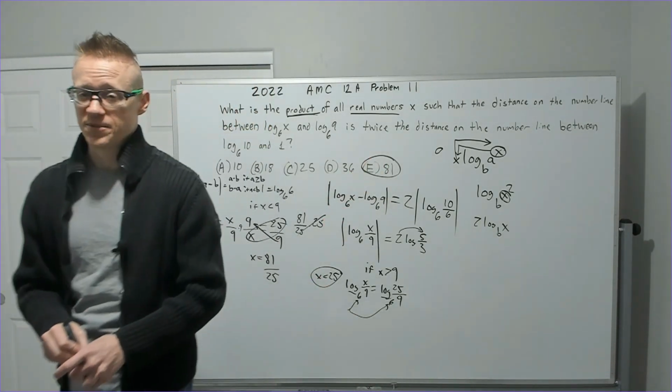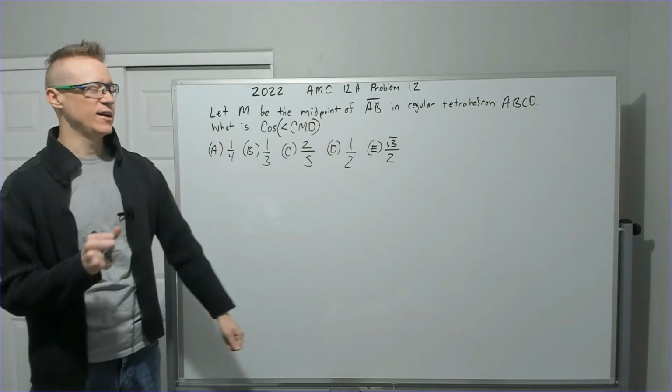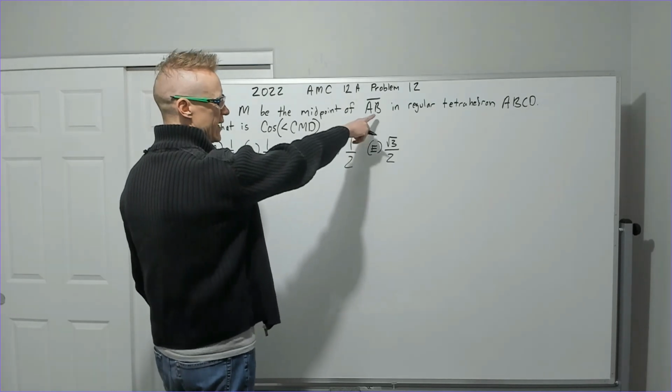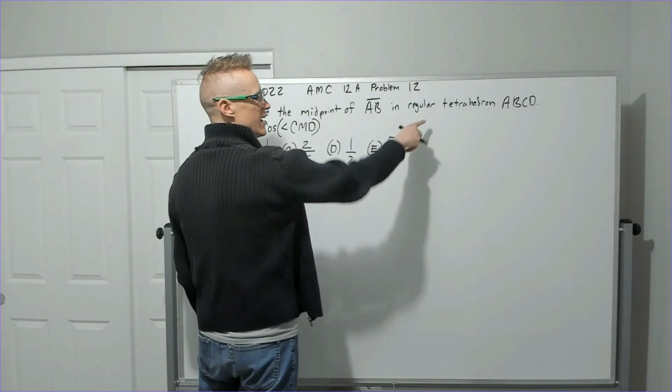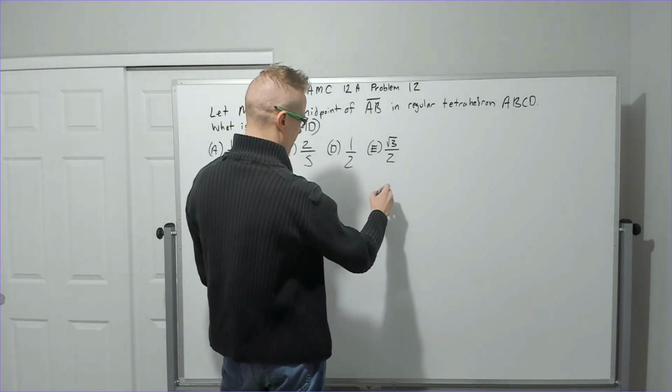Let's do problem 12. Okay, so now we're doing the 2022 AMC 12A problem 12. Let M be the midpoint of segment AB in regular tetrahedron ABCD. Let's just kind of stop there.